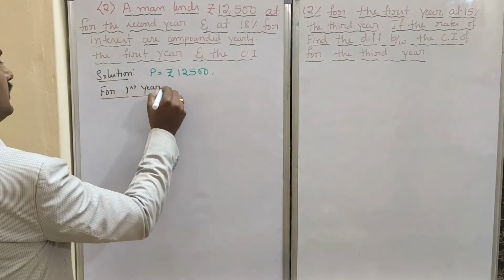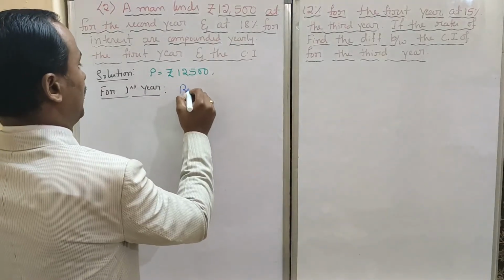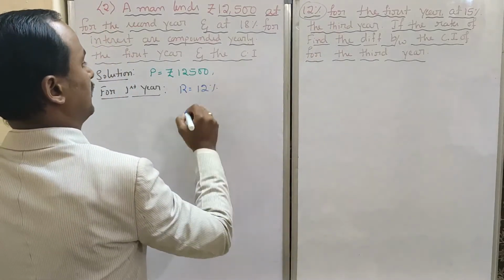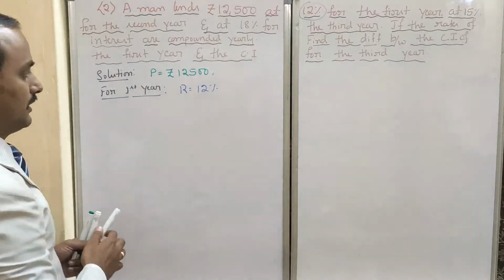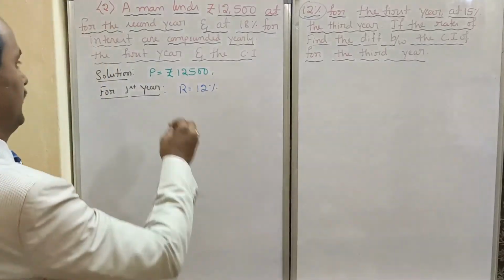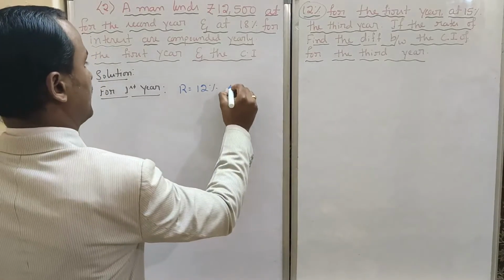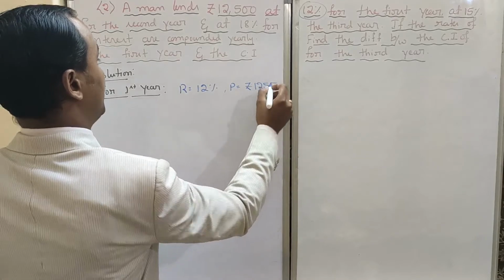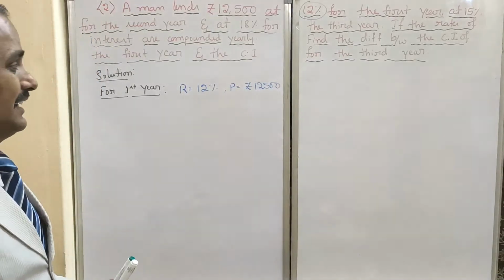For the first year, dear children, the rate of interest is 12%. Now the principal in the first year, I will write in the second line. Here the principal is rupees 12,500. In the first year, the principal is 12,500 and the rate of interest is 12%, dear children.